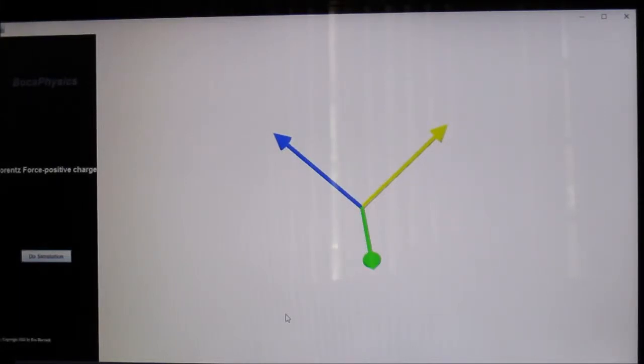In this BocaPhysics video, you'll see a set of simulations depicting the motion of a charged particle in the presence of a uniform magnetic field. In these simulations, we won't concern ourselves with how the magnetic field arises, only that it exists.